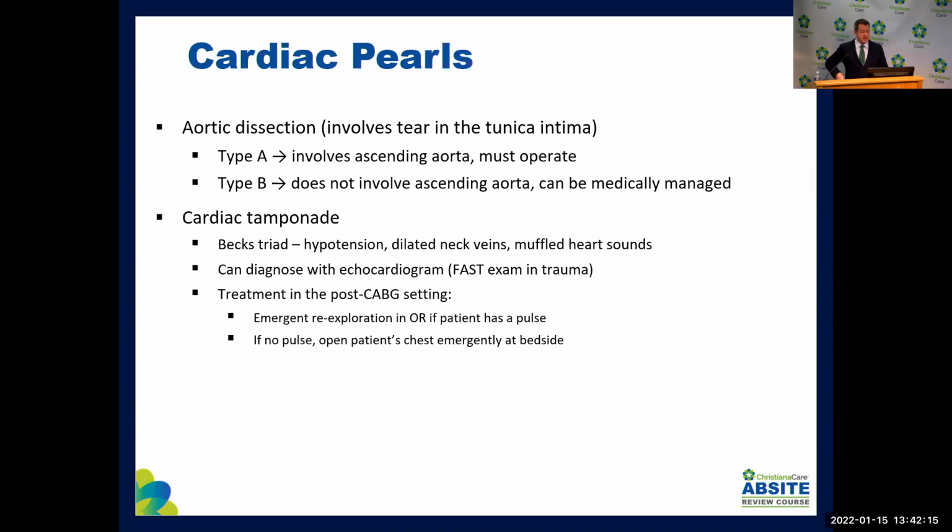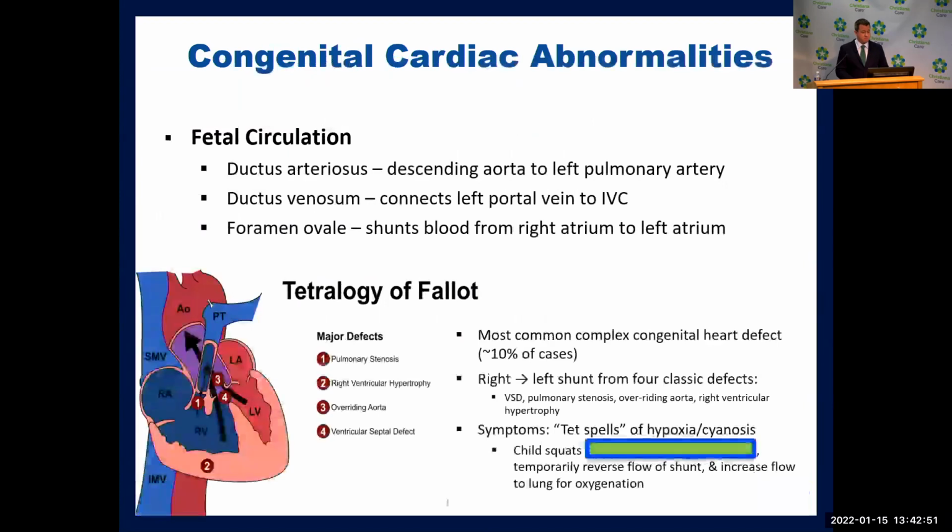Cardiac tamponade, Beck's triad. Never seen it clinically in person, but it always pops up on exams. The hypotension, dilated neck veins, and muffled heart sounds. Best diagnosis is going to be an echocardiogram, ultrasound, FAST in the trauma setting. We talked about that earlier this morning. They may give you this question in a post-CABG setting. Patient develops cardiac tamponade. Your option is going to be emergent re-exploration in the OR if the patient still has a pulse. If they have no pulse, you crack their chest at the bedside. Right? They're too unstable to move or anything else. You got to relieve that tamponade or obstructive physiology.